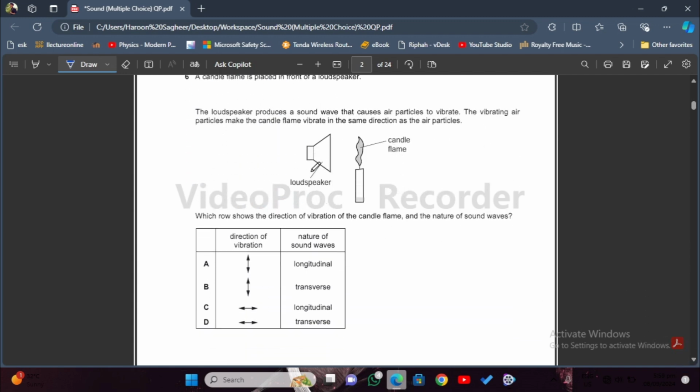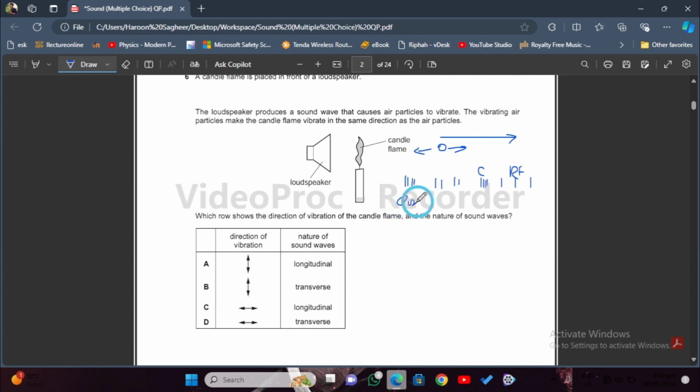Okay, now in question number 6, we have a loudspeaker. The loudspeaker is going to produce sound waves, and here we have a candle flame, and we want to observe in which direction the candle flame would vibrate or move. Now since the loudspeaker will produce sound waves, in sound waves, molecules or particles move back and forth, or you can say parallel to the direction of propagation. If this bigger arrow was a progressive longitudinal wave, here I'm drawing a longitudinal wave. You can see some areas where air particles are closer and some areas where air particles are far away. These are rarefactions and these are compressions. So the candle flame should also vibrate back and forth.